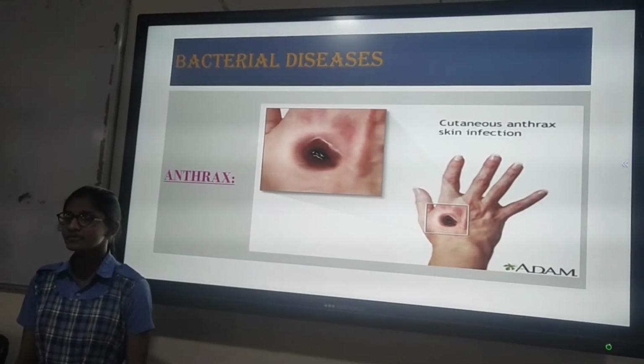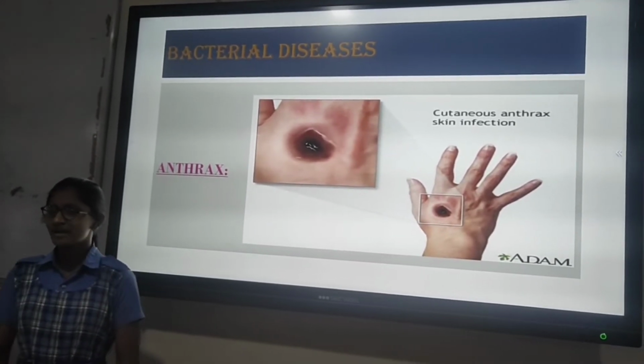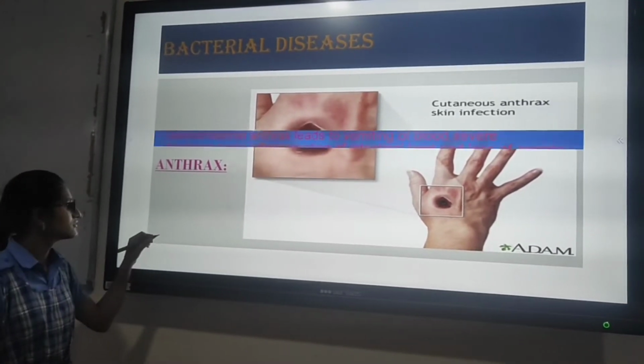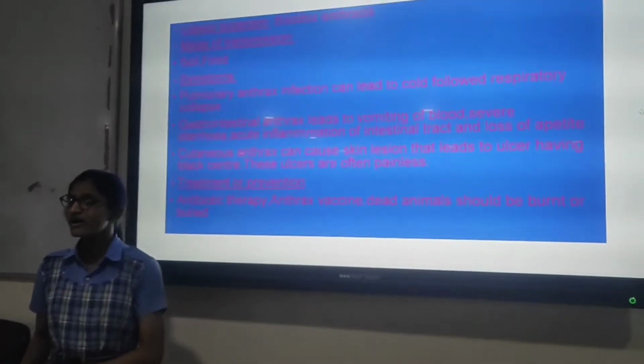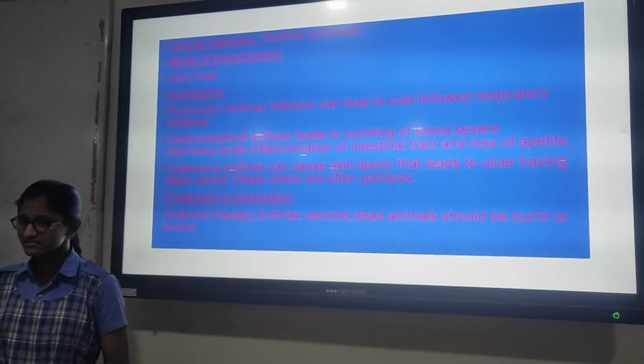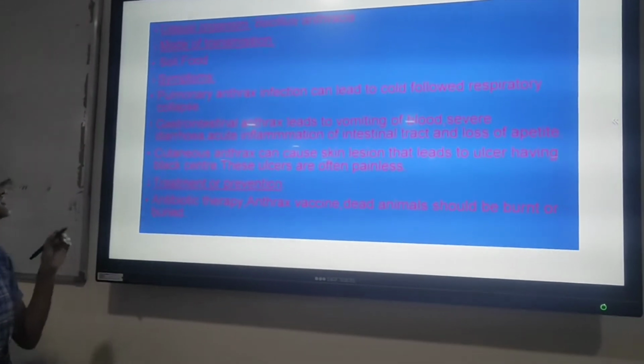And now I am here to continue with bacterial diseases. First, we are going to discuss the bacterial disease anthrax. Anthrax is a disease which is caused by the bacteria called Bacillus anthracis. And the mode of transmission of anthrax is soil and food.